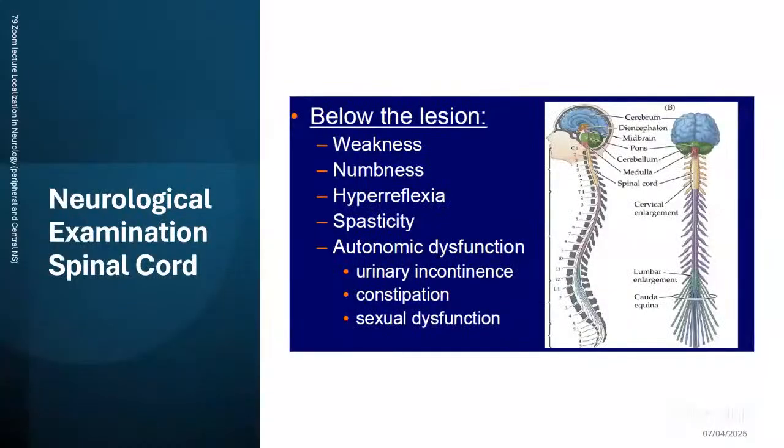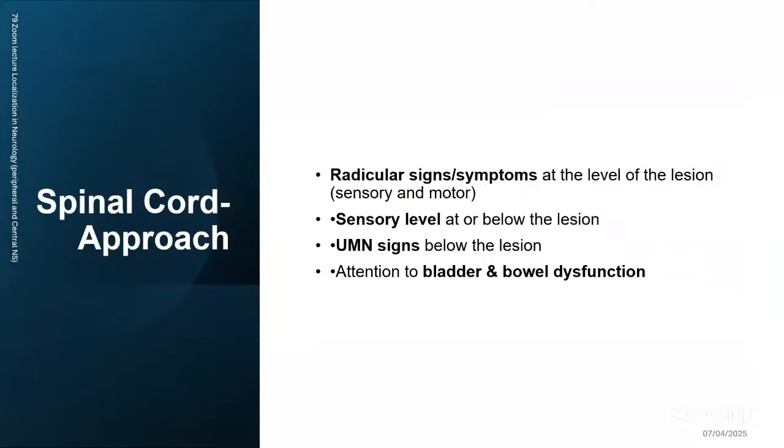So in neurological examination, below the lesion of any spinal cord damage, you will have weakness. That is because of motor function disturbance. You'll have numbness because of sensory disturbance. Because of disinhibition, spasticity will set in. You'll have hyperreflexia. And also there will be autonomic dysfunction in the form of urinary incontinence, constipation, and sexual dysfunction. So all these things are happening below the level of the lesion.